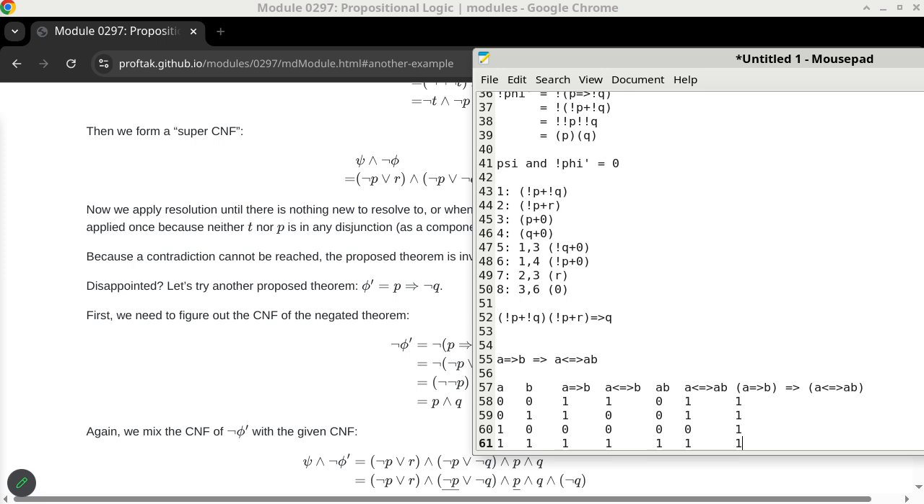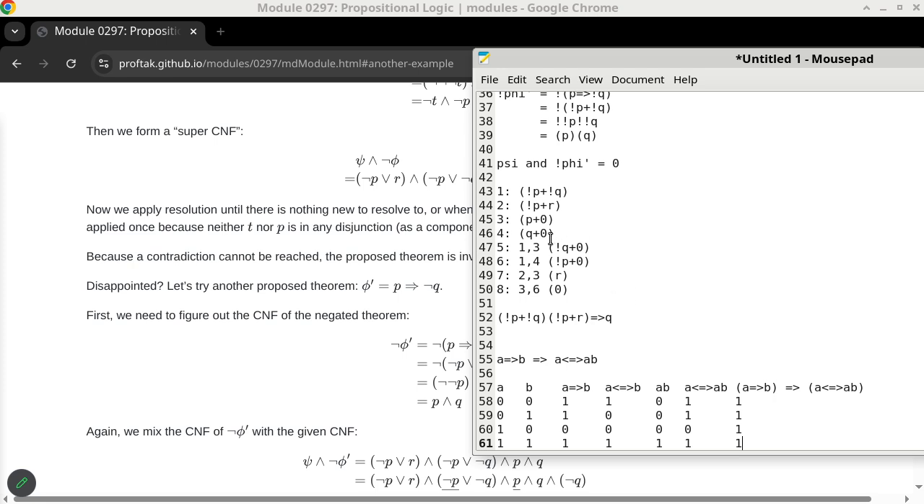Whew. Okay. So are we convinced? Are we convinced that A implies B as an expression implies A if and only if A and B? I sure hope so. Not just yet. Okay. But why is it important? Why is this proof important?